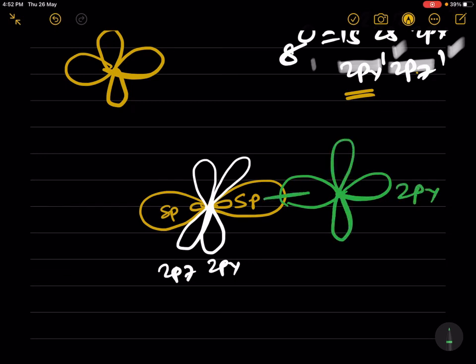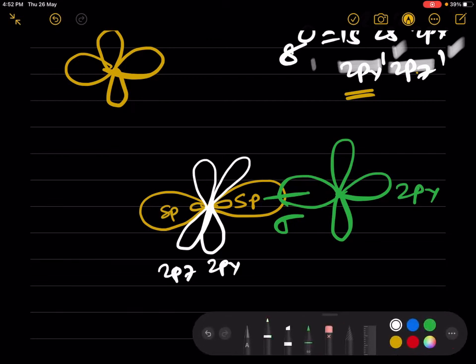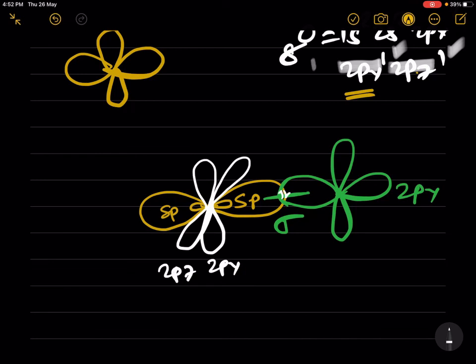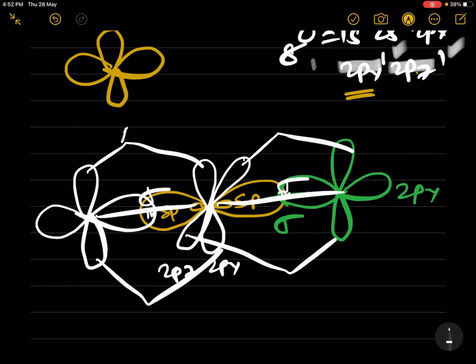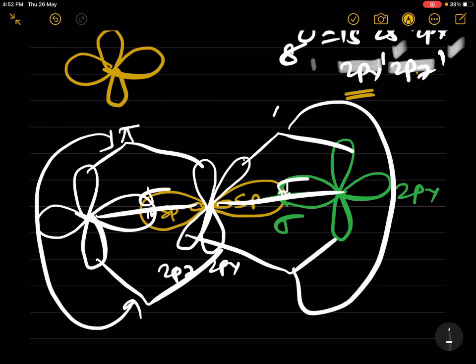sp, it will form a sigma bond. Here it will overlap each other and you will find two electrons. Then here you will find two electrons, pz. This is a sigma bond, but this is a pi bond. For your information, this is a pi bond, this is a pi bond. Pi bond has two electron clouds. So the structure is like this.